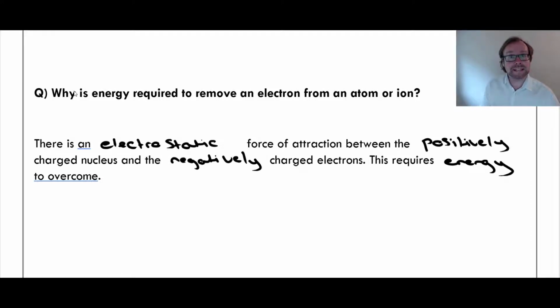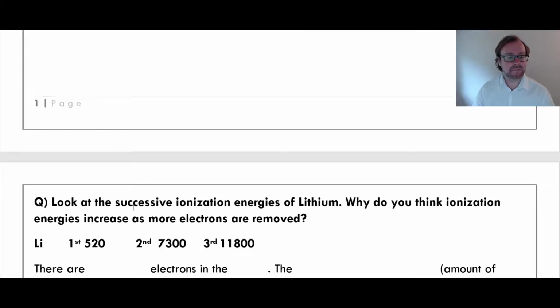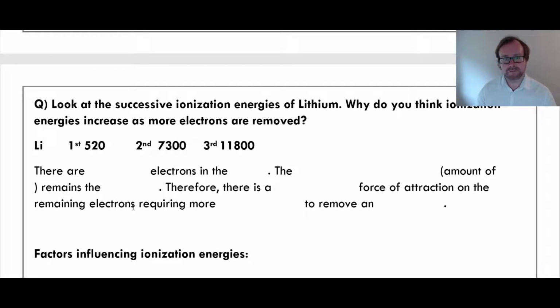So when talking about electrostatic force of attraction, remember that's a force of attraction between something which is positive and something that is negative. Okay, another question for you. Look at the successive ionization energies of lithium. Why do you think ionization energies increase as more electrons are removed? So here we've got some ionization energy values for lithium. The first ionization energy is 520, the second is 7,300, and the third is 11,800.